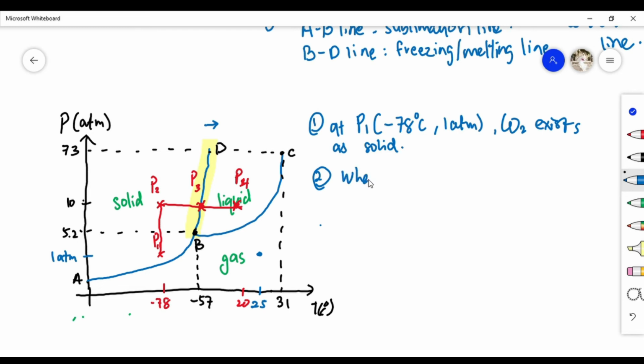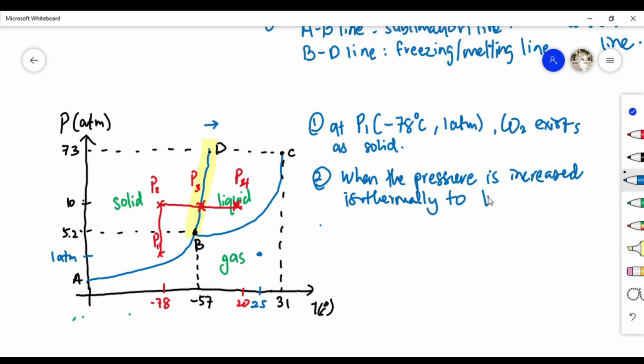Okay, so when the pressure is increased isothermally to 10 atm, CO2 remains solid. So nothing has changed, tak ada perubahan daripada tu, tapi kita just kena state sahaja apakah proses yang berlaku. Okay, the third explanation.